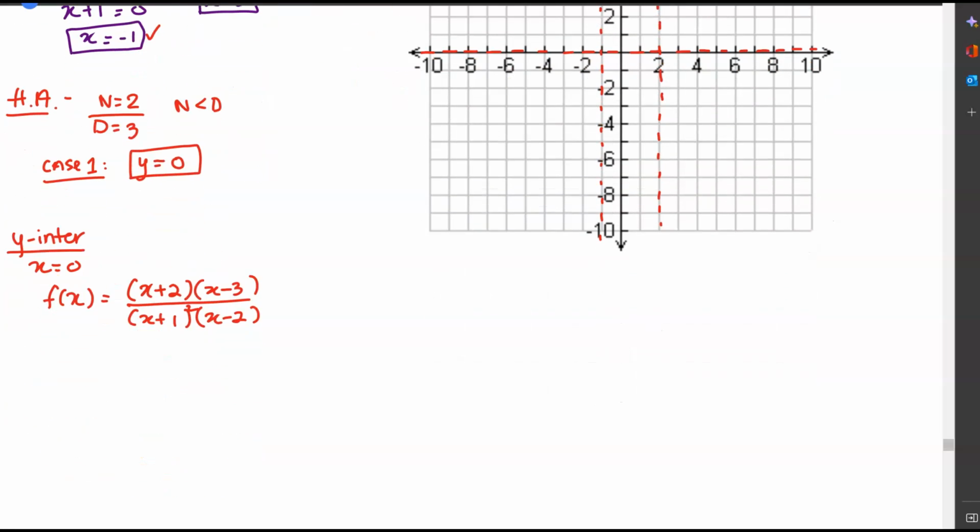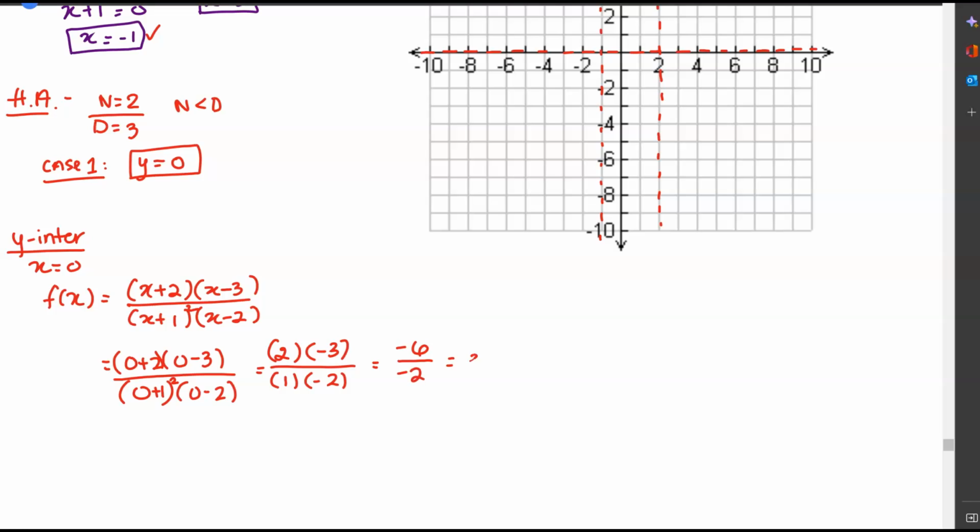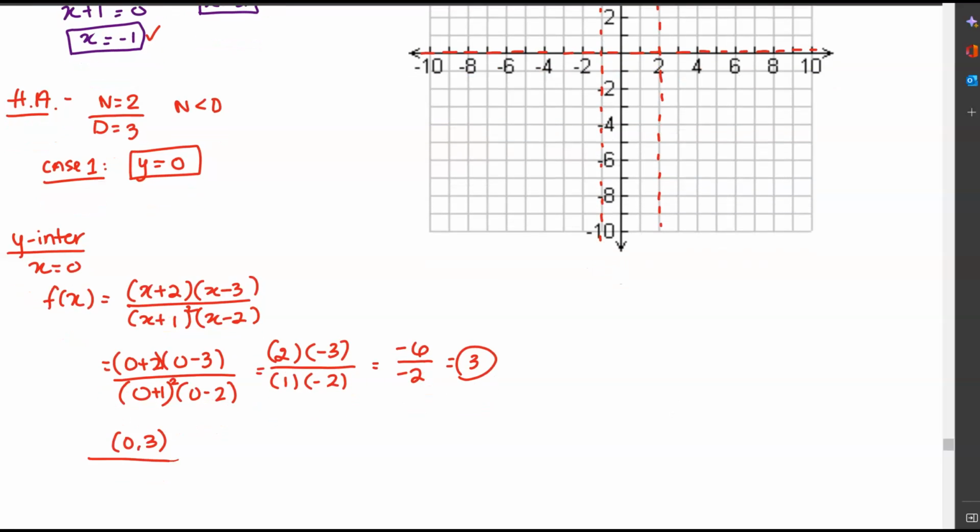Let's plug in 0. I'm going to get 0 plus 2, 0 minus 3, over 0 plus 1 squared, and then 0 minus 2. So we get 2 times negative 3 over 1 squared, which is still 1, times negative 2. So we get negative 6 over negative 2, which is 3. Our y-intercept is going to be (0, 3). Let's plug that value in.